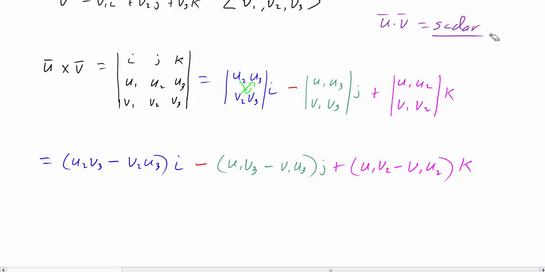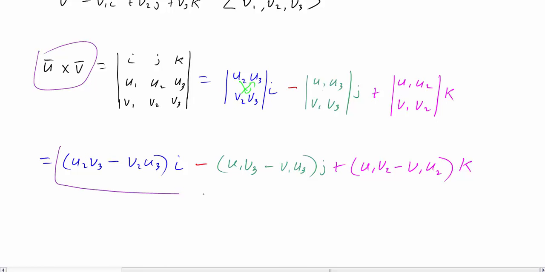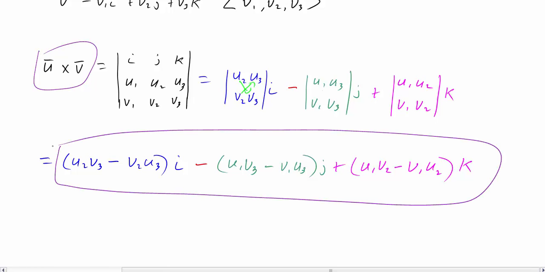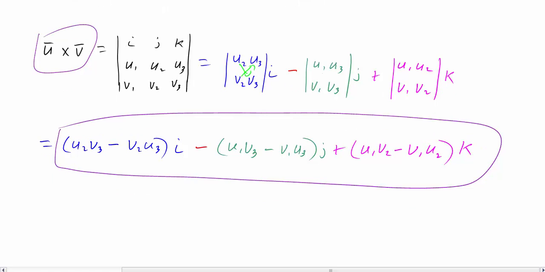It came out to be a single number. Now, when we're looking at the cross product over here, notice our answer is not a scalar. It turns out to be another vector. And once again, this is only true for the cross product in 3 space, when we have i, j, and k.